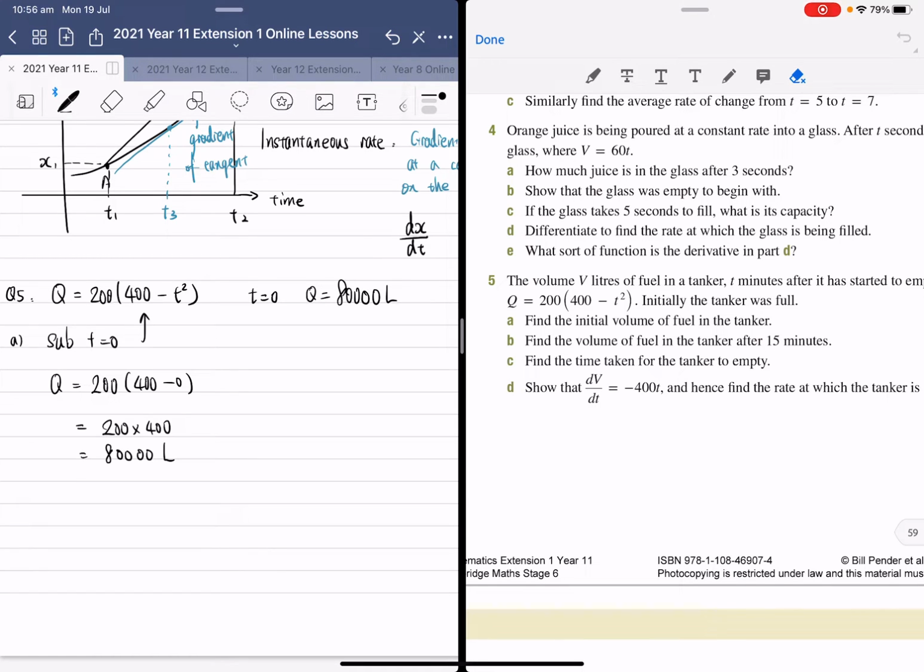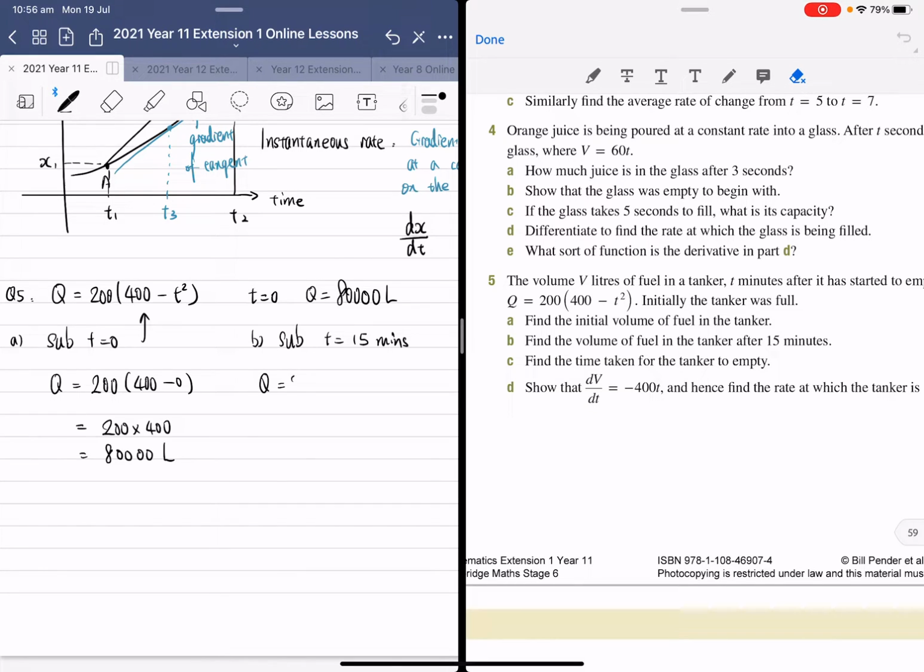Question B. Find the volume of fuel in the tanker after 15 minutes. So it's another substitution question, and it's really simple. Now we're going to substitute T equal to 15 minutes. Do pay attention to the unit. The question says T is in terms of minutes, so I can substitute 15 inside. If the question says seconds, you just need to make sure you change the unit around.